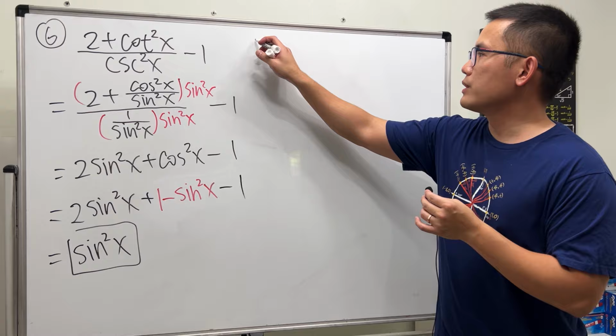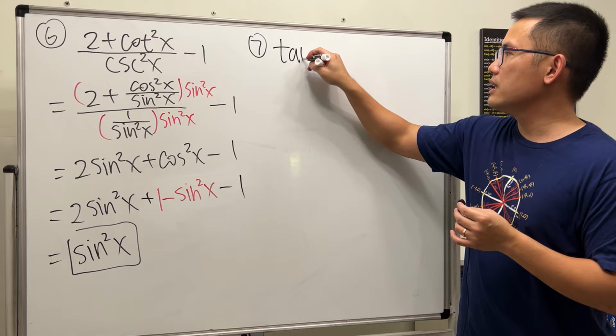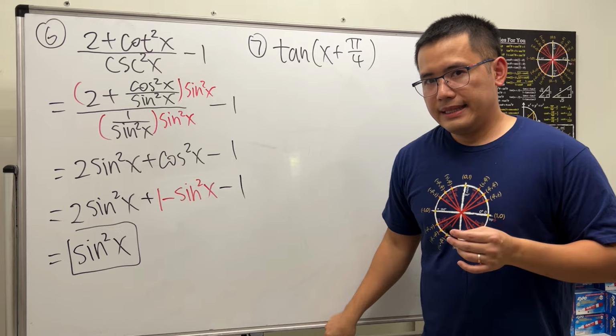And now let's take a look at number 7. For number 7, it's a weird one. We only have tangent of x plus pi over 4. Now we're getting into some angle sum identities.